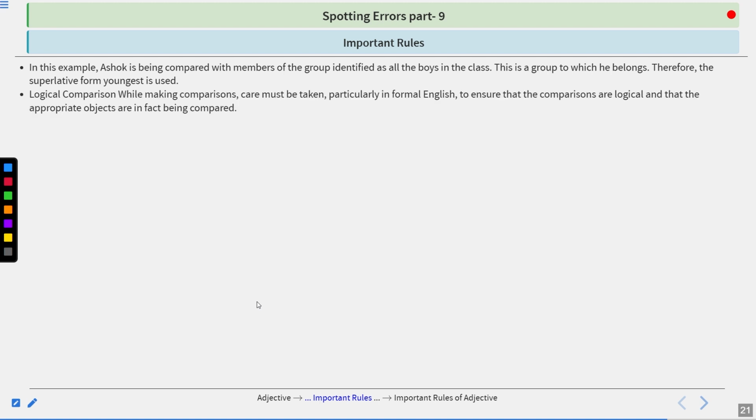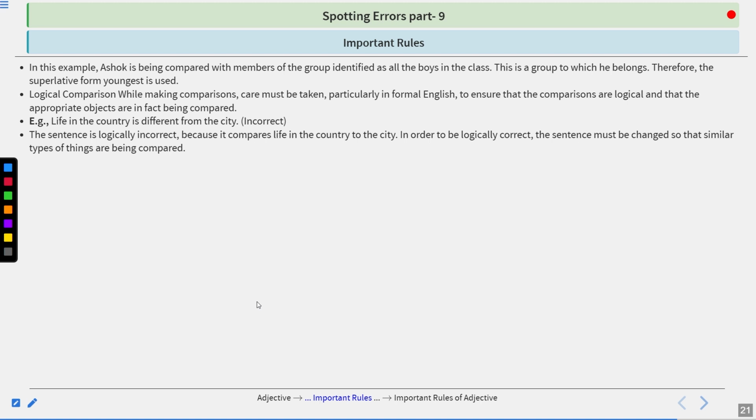Logical comparison. While making comparison, care must be taken, particularly in formal English, to ensure that the comparisons are logical and that the appropriate objects are in fact being compared. Example: life in the country is different from the city, which is incorrect.